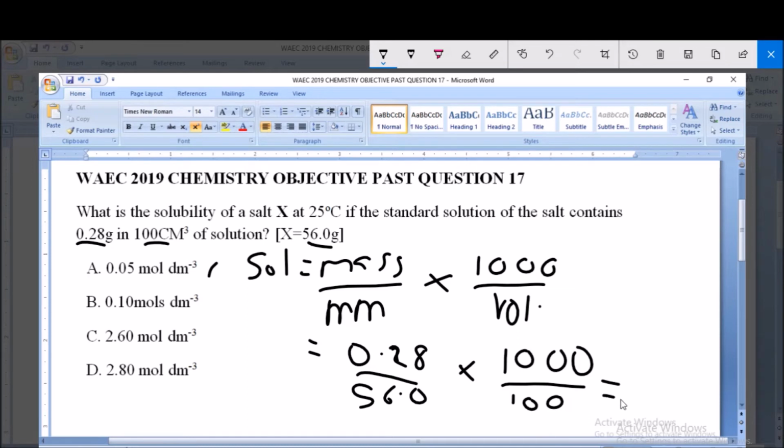Now if you solve that, the answer is 0.05 moles per dm³, and that is option A. So option A, 0.05 moles per dm³, is the answer to the question.